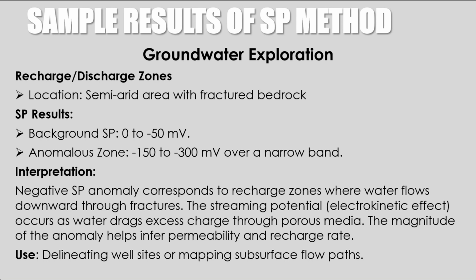Number 1, groundwater exploration, recharge-discharge zones. The location is a semi-arid area with fractured bedrocks. SP results: background SP 0 to -50 mV. Anomaly zone, -150 to -300 mV over narrow bands. Interpretation: negative SP anomaly corresponds to recharge zones where water flows downwards through fractures. Streaming potential occurs when water drags excess charge through porous media. It indicates permeability and recharge rates. The use: delineating well sites or mapping subsurface flow paths.